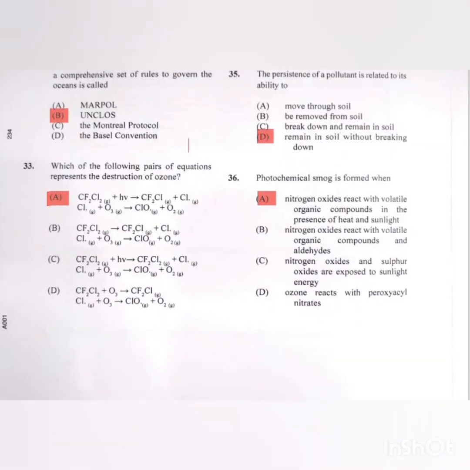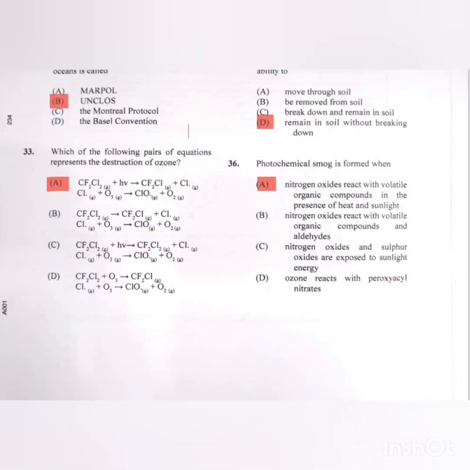36. Photochemical smog is formed when A. Nitrogen oxides react with volatile organic compounds in the presence of heat and sunlight.